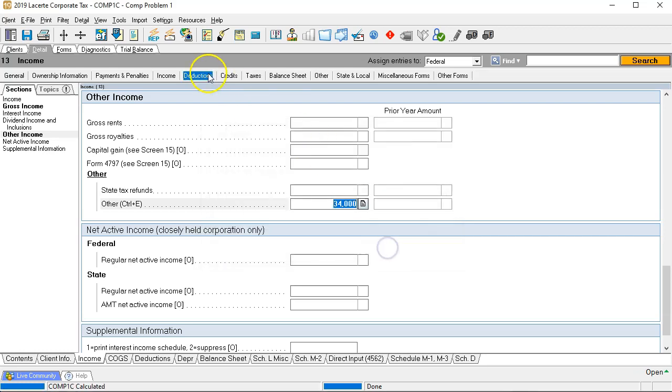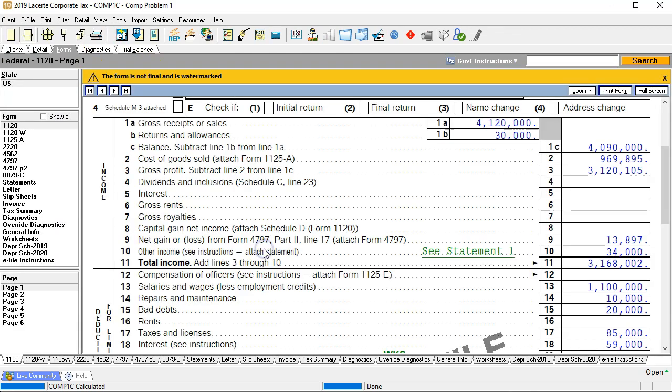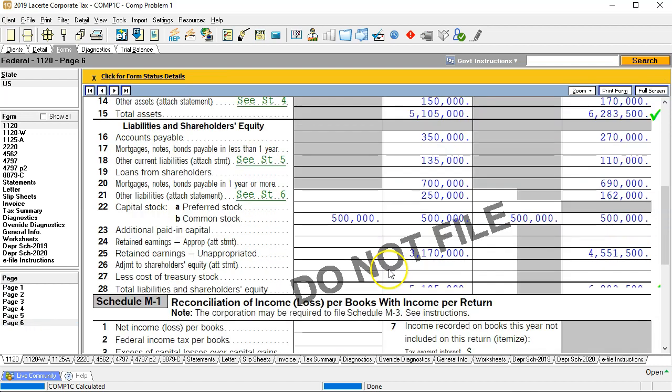So I'm going to say, okay, go back to the forms and see what happens here. And then go to the page 6. Does that put us in balance? That does put us back in balance. So everything worked out there.